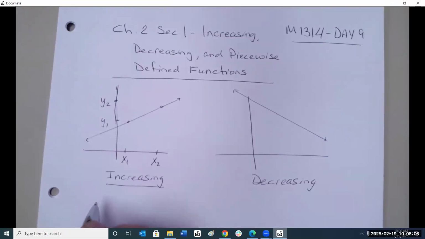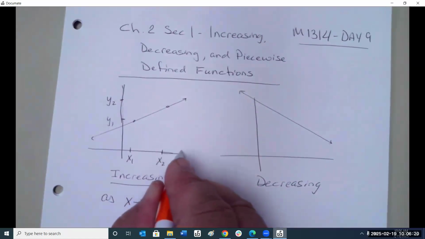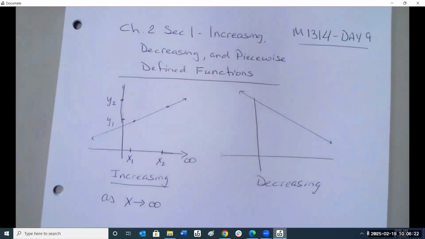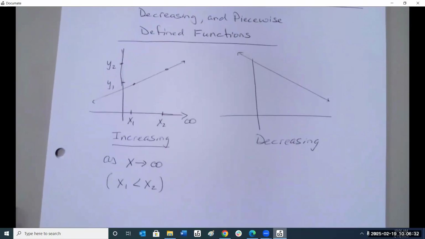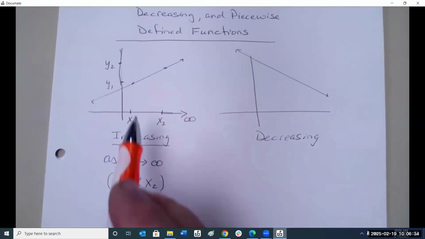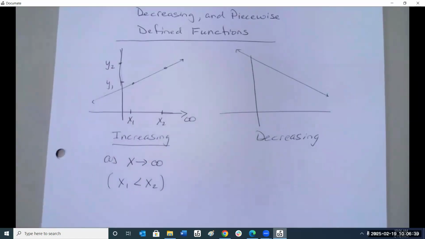First off, there are two ways to do this part. We can say as x goes to infinity, because we always want to go to the right. We want to go towards infinity. As x goes to infinity, what that means in this case is x1 is less than x2. So if x is going to infinity, the first point has to be less than the second point.